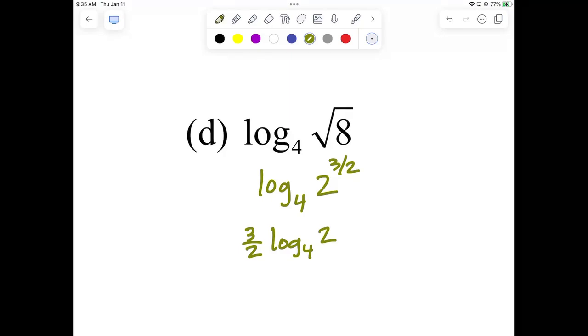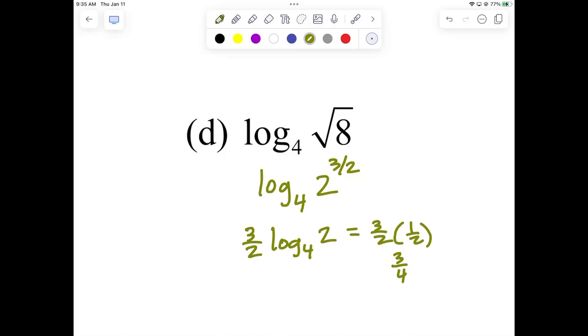Now, here's the deal. I actually think I know what log base 4 of 2 is, right? I think I can actually evaluate that. 4 to what power is 2? 1/2. So I'm going to go to the left here and say that's 3/2 times 1/2, which is what? 3/4. So it's 0.75.